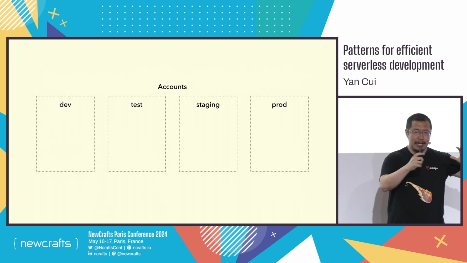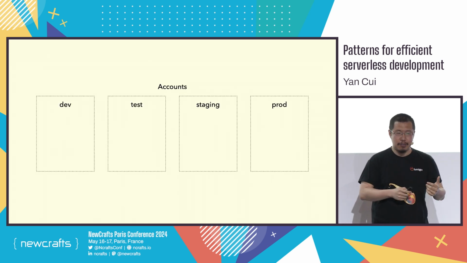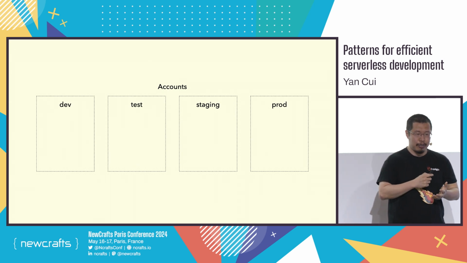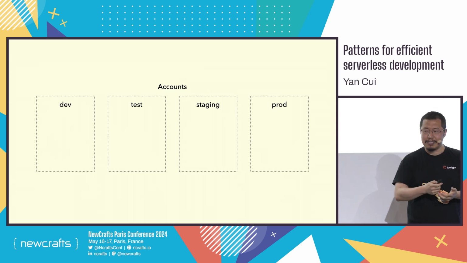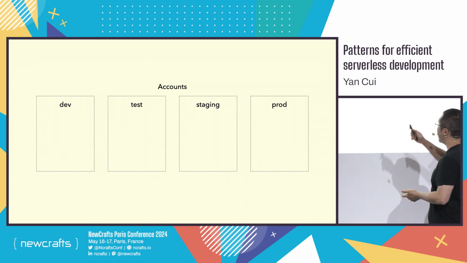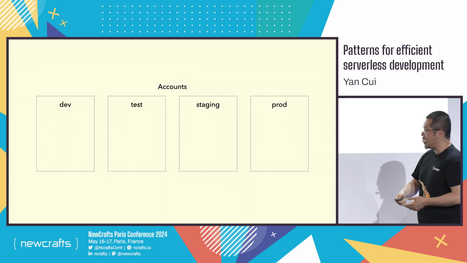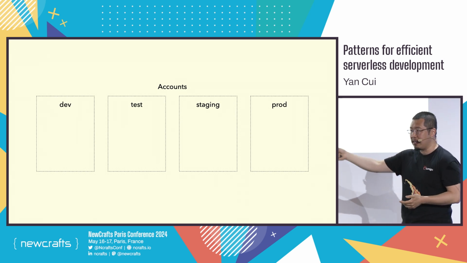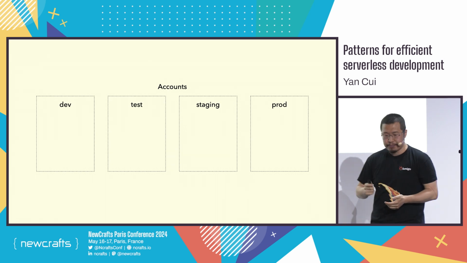So you isolate the different environments from each other, so that if, say, there's a security breach against your dev account, at least the attacker doesn't get access to your production data. And similarly, if you're running a load test in staging, at least it's not going to impact whatever you're doing in dev and test or in production.